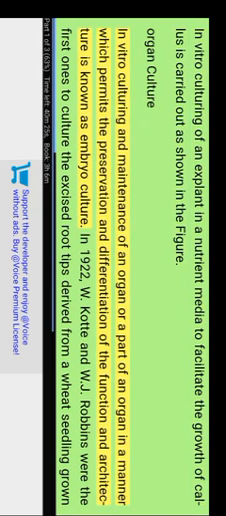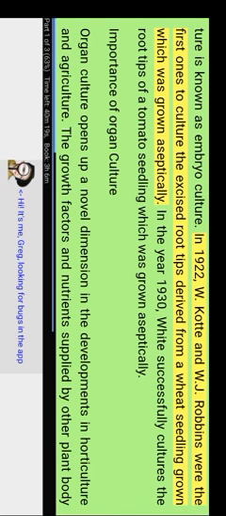In vitro culturing and maintenance of an organ or part of an organ in a manner which permits the preservation and differentiation of the function and architecture is known as organ culture. In 1922, W. Kotte and W. J. Robbins were the first ones to culture the excised root tips derived from a wheat seedling which was grown aseptically.